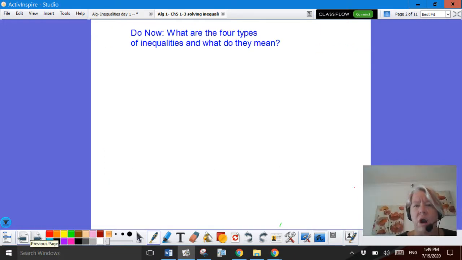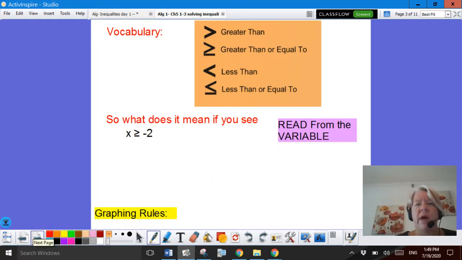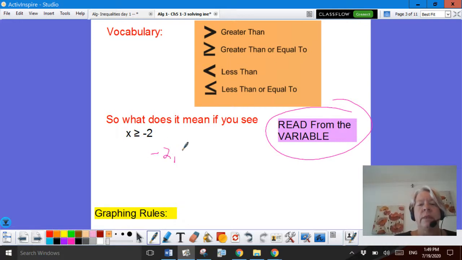of inequalities are. So hopefully you remember that we've got greater than or equal to, less than or equal to, and we always read from the variable. So this is x is greater than or equal to -2, which means I'm talking about numbers -2, -1, 0, 1, 2, etc., because they're getting bigger.